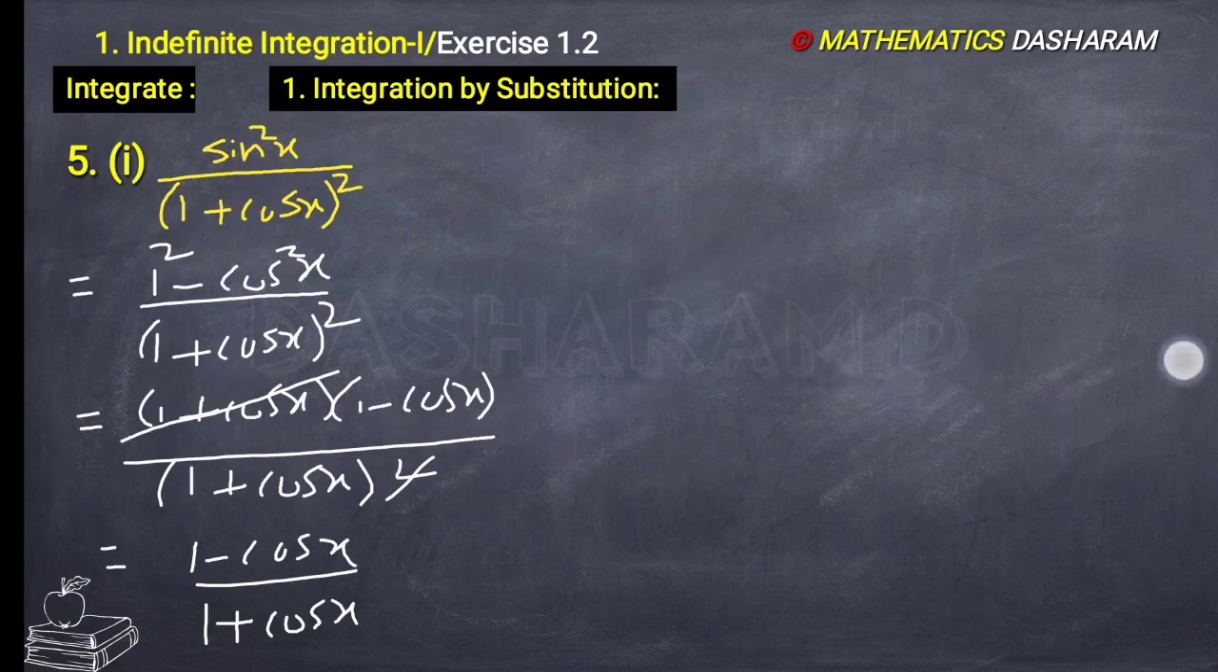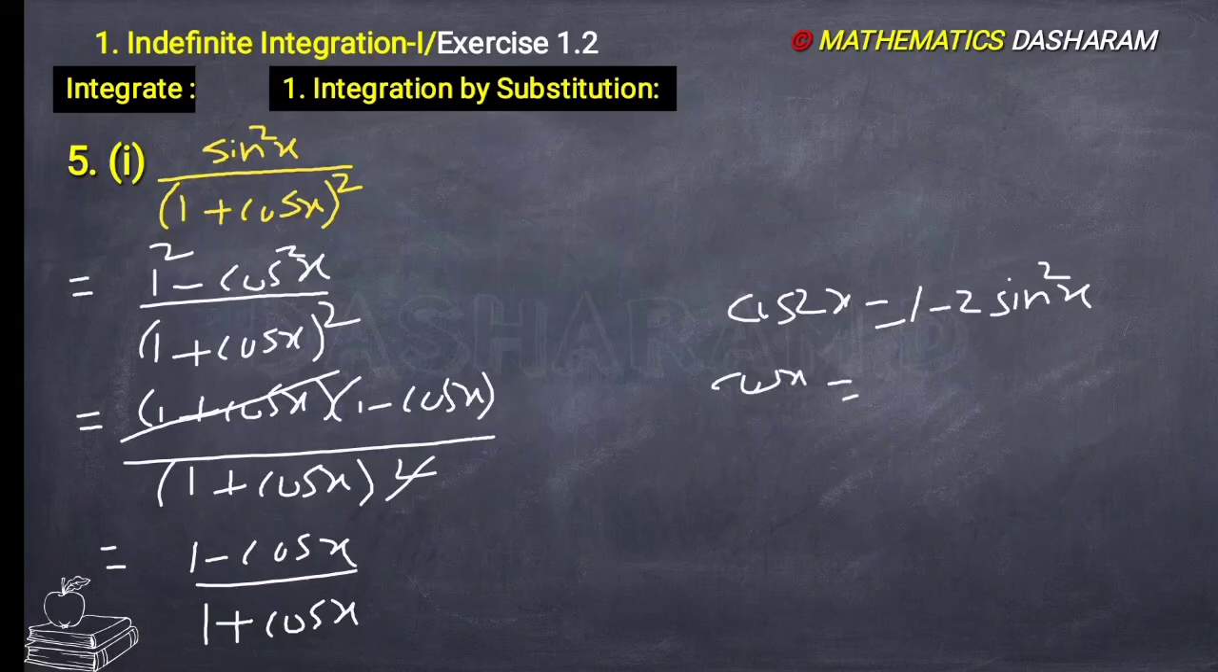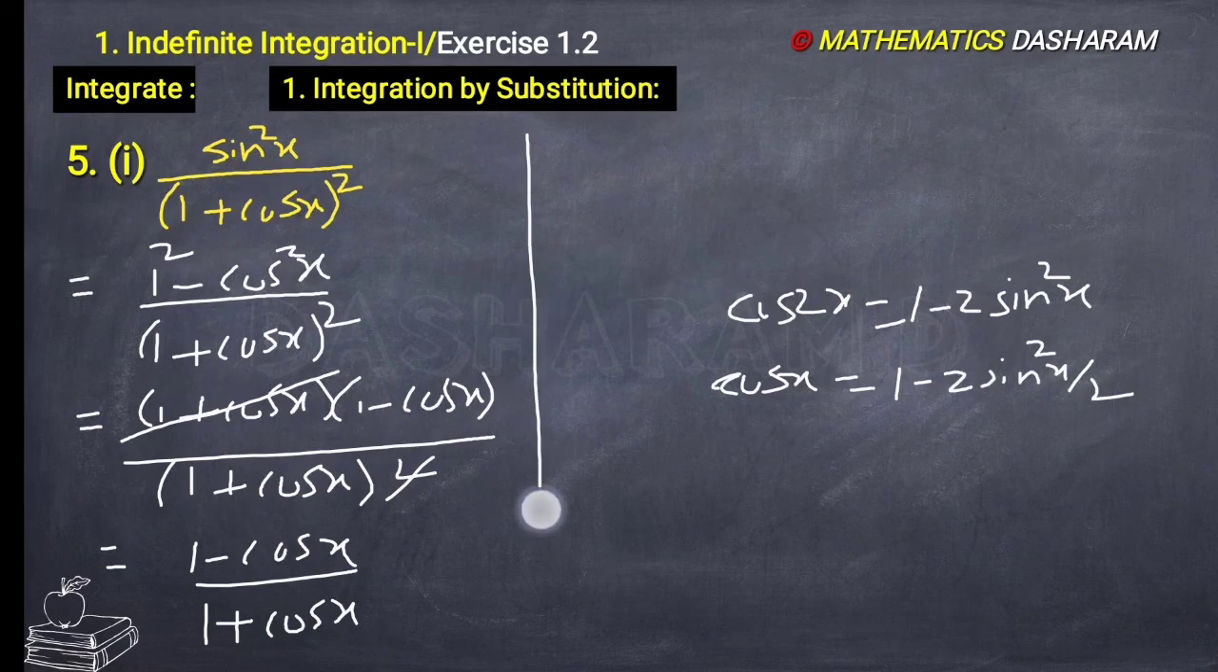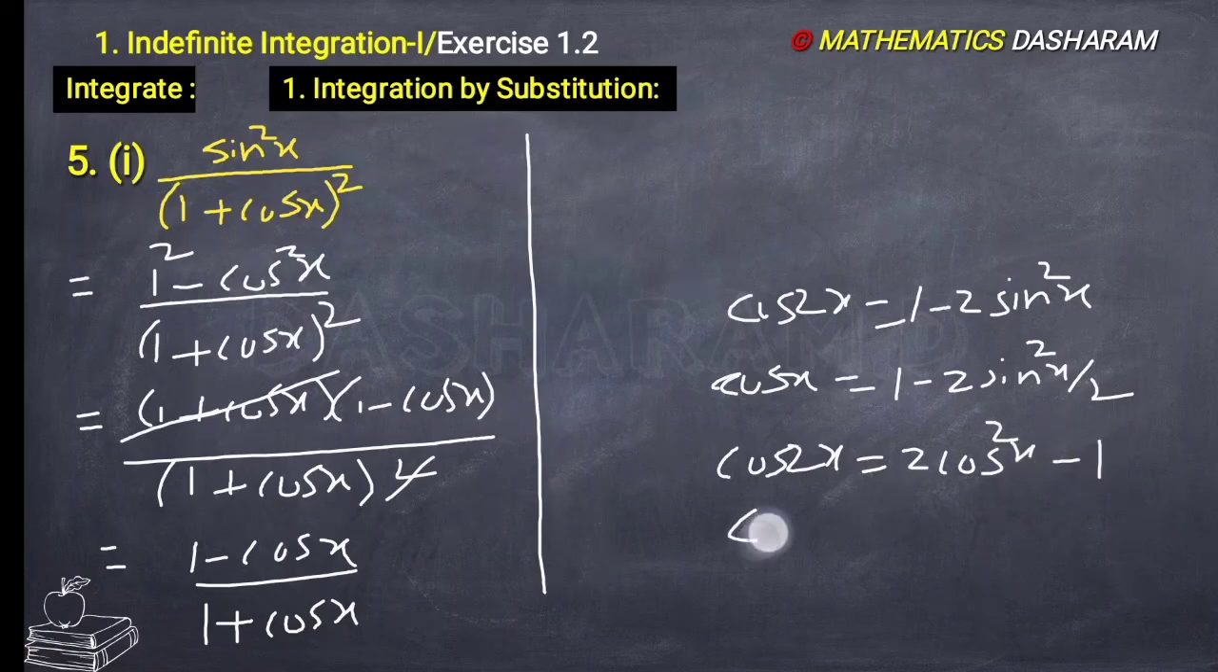So now, the cos 2x formula is 1 minus 2 sin square x. From this, cos x equals 1 minus 2 sin square x by 2. Next, one more formula for cos 2x is 2 cos square x minus 1. So cos x equals 2 cos square x by 2 minus 1. Substitute these two formulas in this.